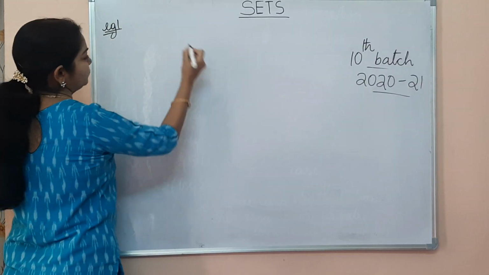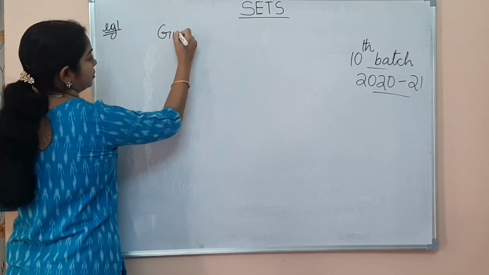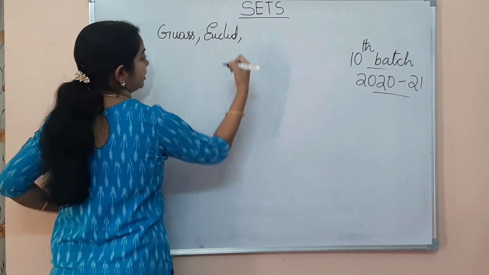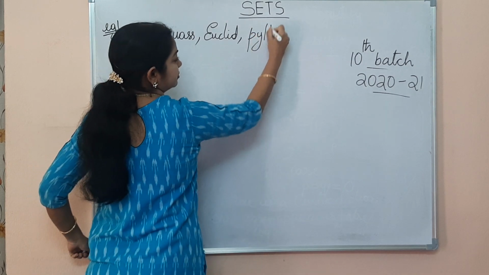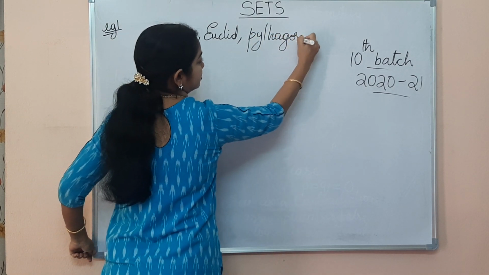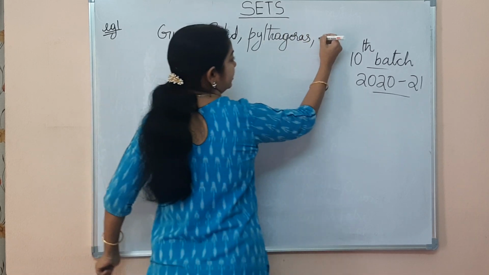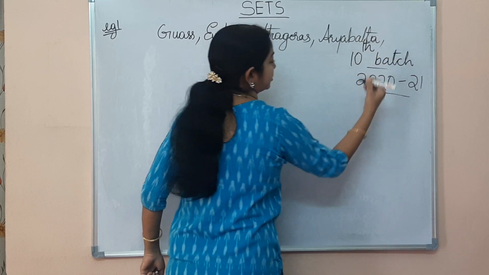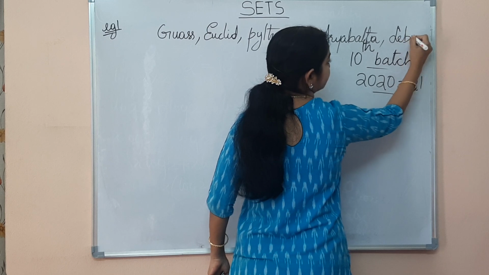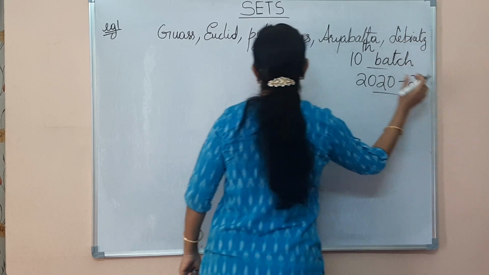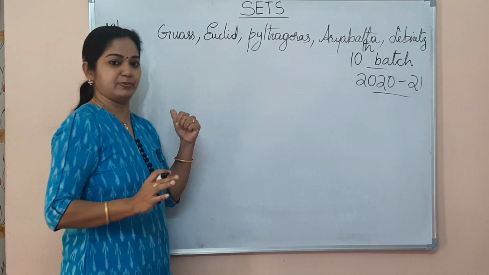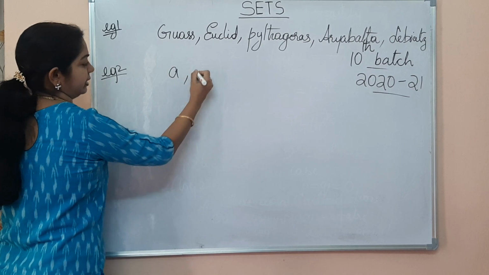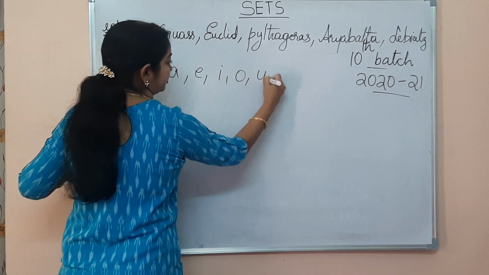Now I'll give you a few more examples of collections here. Let me take an example. I'll write Gauss, Euclid, Pythagoras, Aryabhatta, you can also write Leibniz, so many. This is one collection, I suppose. Okay, let me take another collection. Example 2. Simple A, E, I, O and U.